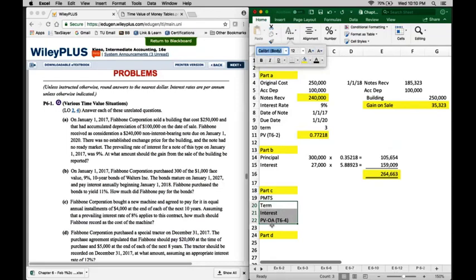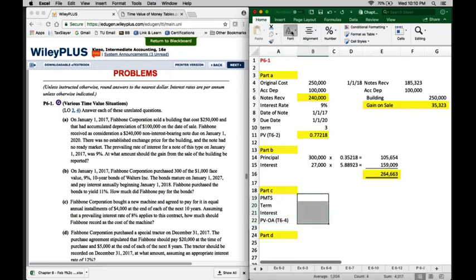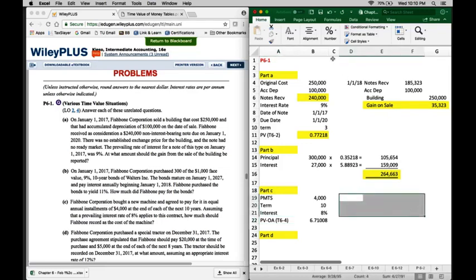Okay, since it's a series of cash flows, payments are made at the end of the period. I'm looking at present value of ordinary annuity, which is table 6.4. So let me write down all those numbers. I have $4,000, 10 years, 8%. I look up table 6.4 to come up with the factor 6.71008.